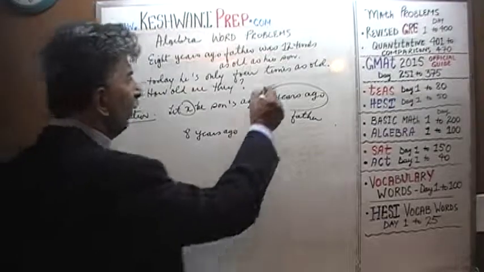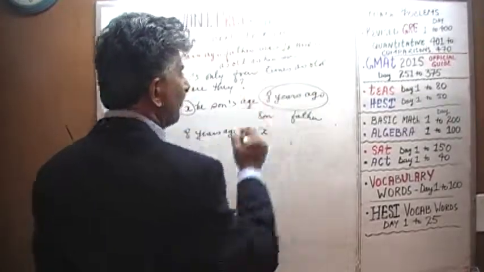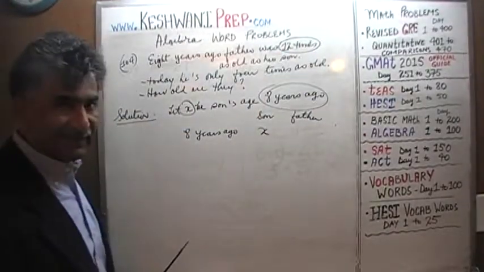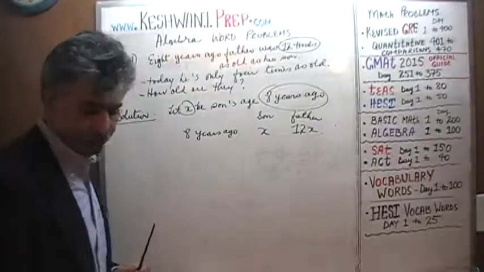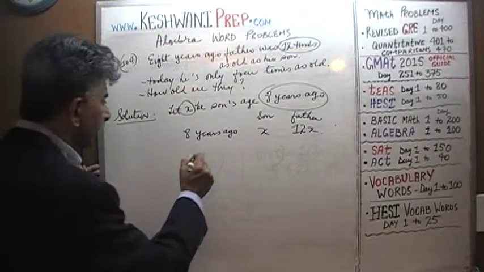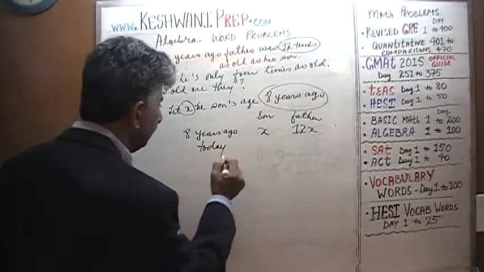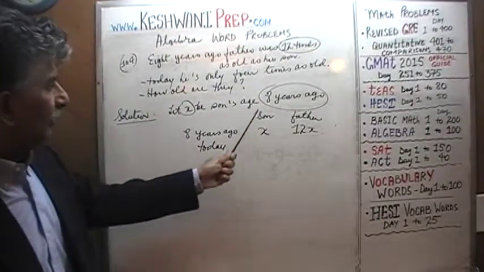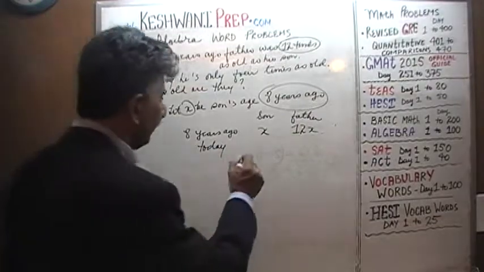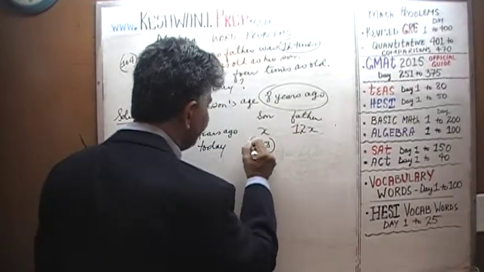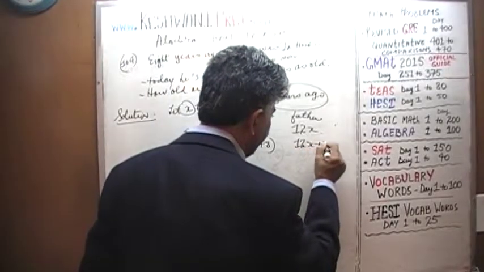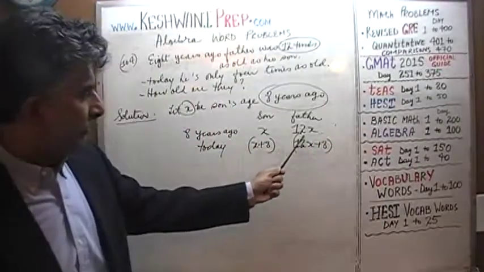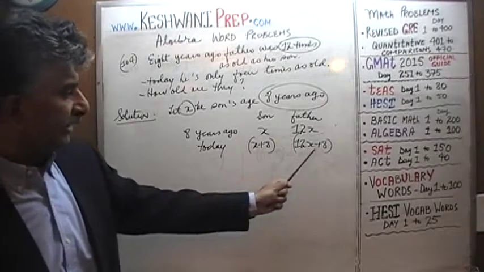Father, we are told, is 12 times as old. Father was 12 times as old. So if you're going to pretend the son is x years old, father must be 12 times the amount, 12x years old. What else do we know? Today, if he was x years old 8 years ago, then the son must be x plus 8. And father must be 12x plus 8, because that's how old he was 8 years ago, so today he must be 8 more than that.